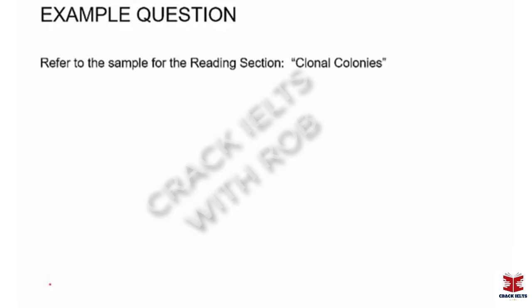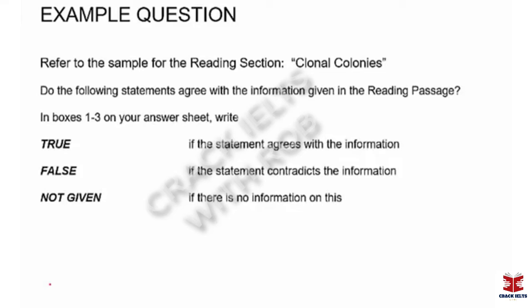Let's do an example question. For this, we're going to refer to the clonal colonies passage you see down below. We're going to answer some true, false, not given questions for these. In a moment, I'm going to put your questions on the screen, and as we do in many of these question videos, I'll invite you to pause your video and go look for those answers. Remember, your goal here is to find information that confirms, contradicts, or simply cannot be found in the passage related to these prompts that you're about to see. I'll put them on the screen. Go ahead and pause your video and go try to answer these questions.